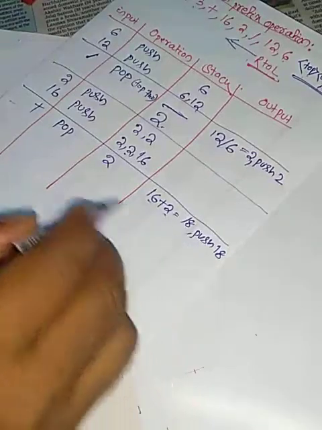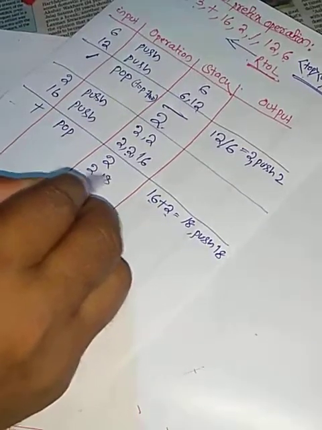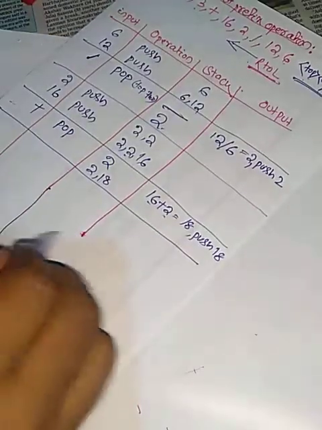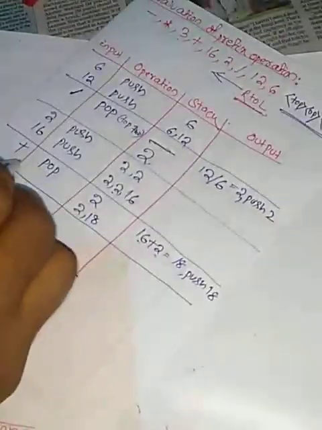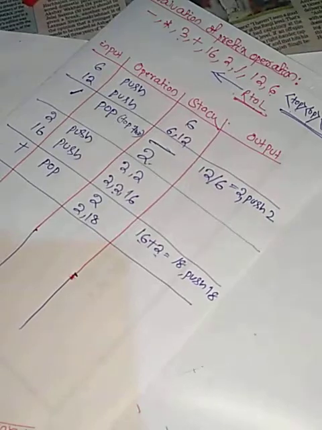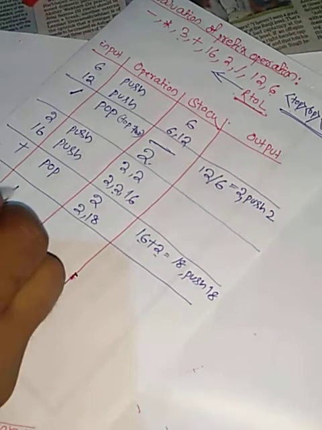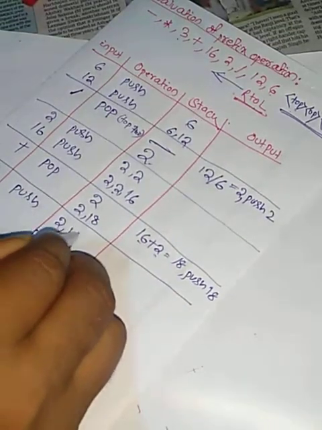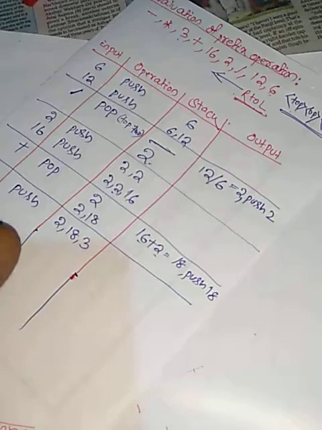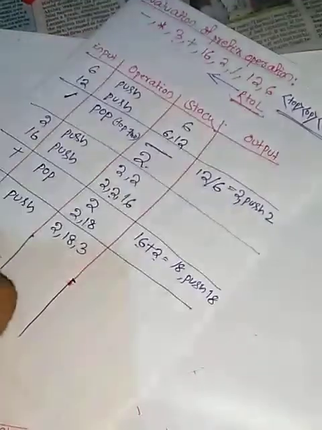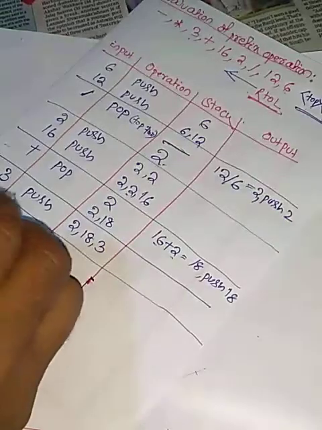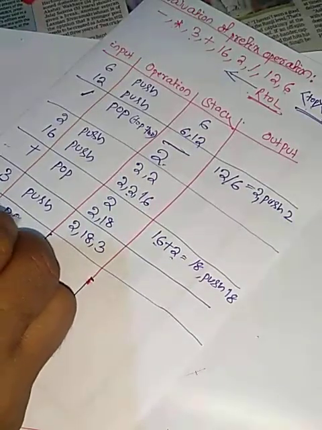So now what is there on stack? 2 and 18. So next we encounter another symbol which is 3. Again 3 is an operand, so we'll definitely push it. So what is there? 2, 18, 3. Then we encounter multiplication. So multiplication is again an operator. So what we'll do? We'll pop top two elements.